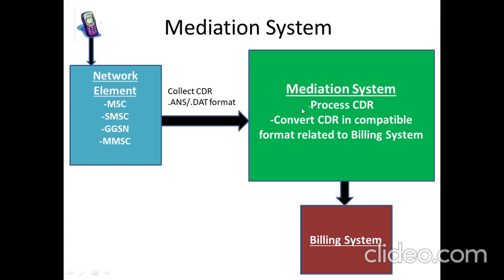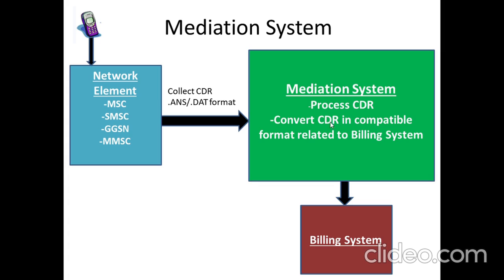Now I will tell you the different features of the mediation system. The mediation system supports very complex data types like ASN, .DAT, TAP3; this kind of complex data format it supports. And a main feature of the mediation system is filtering and aggregation. For example, I want to generate a bill for calls having a duration of more than 10 minutes which are local calls. The mediation system will filter out local calls with a duration of more than 10 minutes. This kind of filtering or aggregation is done in the mediation system.